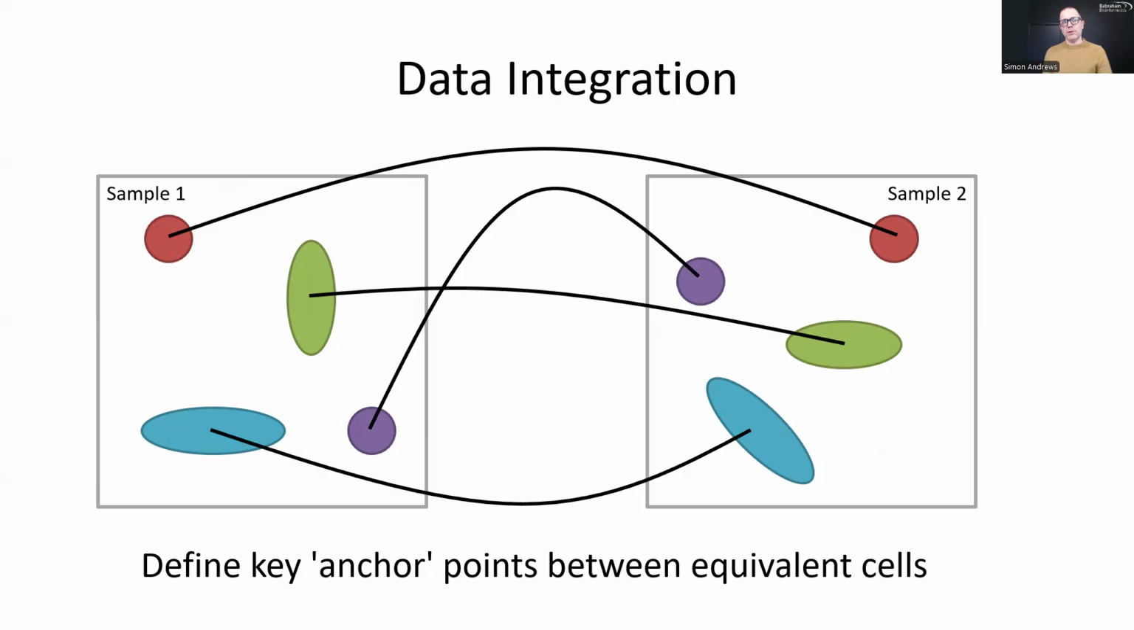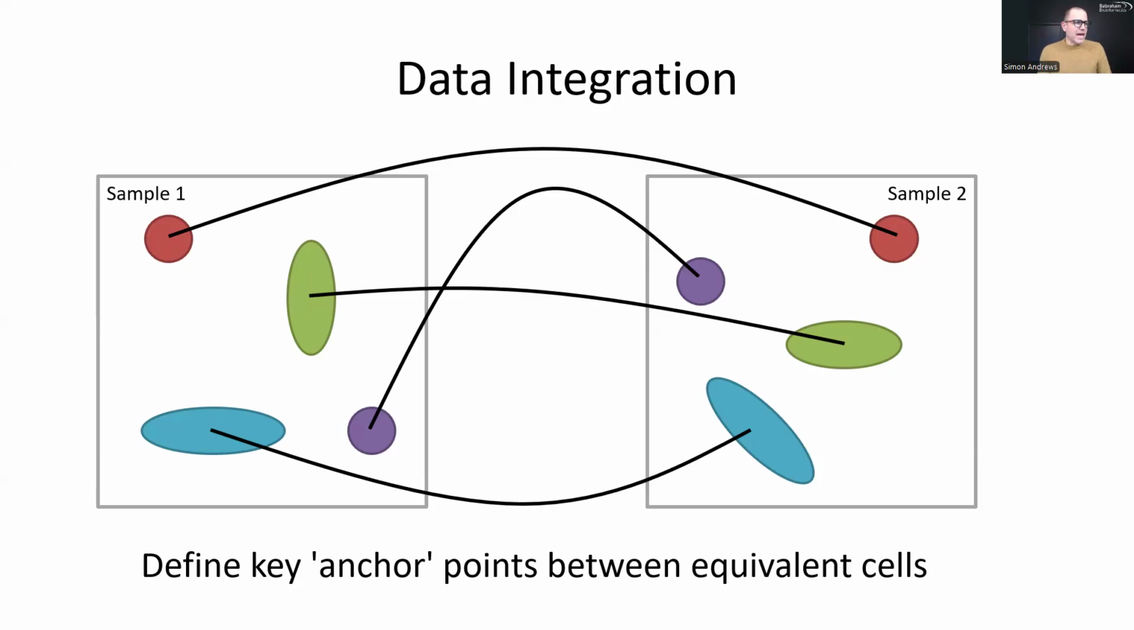So it's identifying places which are equivalent in the two data sets, and then it uses those anchor points to be able to skew quantitatively the data underneath the plot that you're looking at, so that when the dimensionality reduction is run again, the effects between the samples are removed and the equivalent cell types should sit on top of each other.